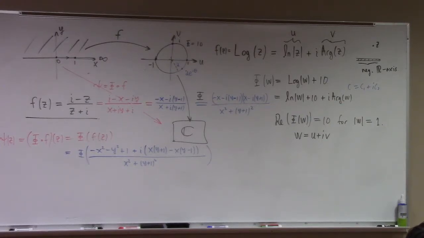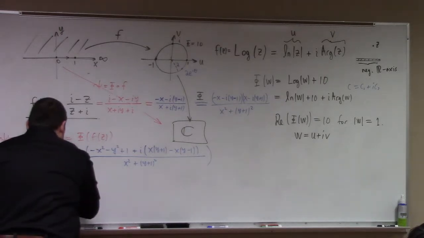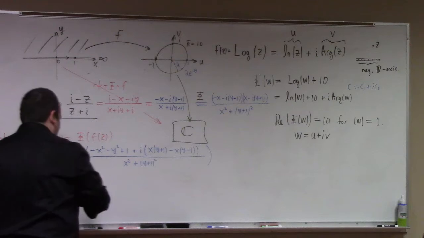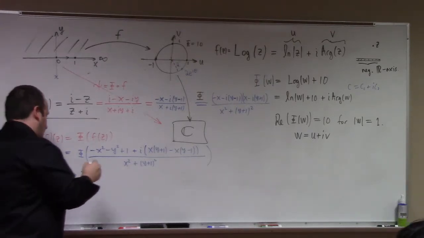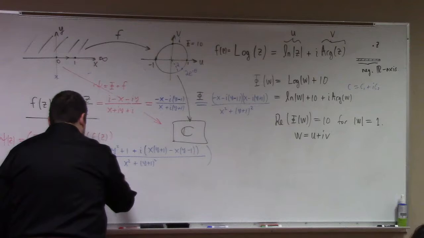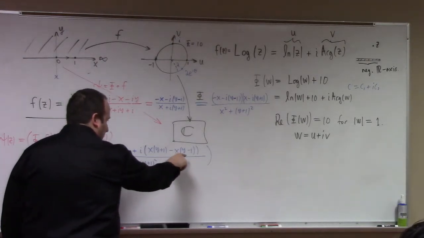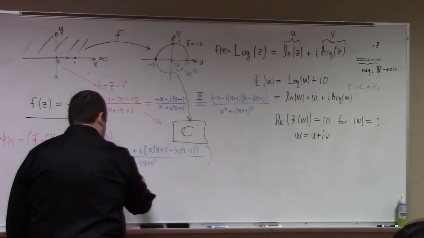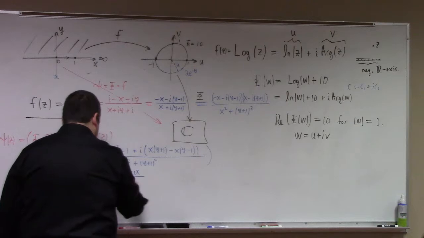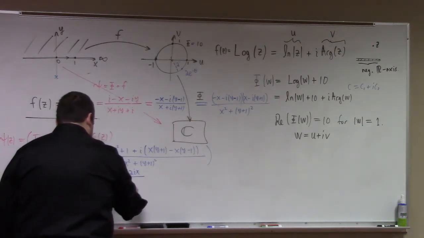What if z is equal to negative i? Doesn't matter, ignore that for the moment. z equals minus i is impossible. We don't care about that because it's down here. So 1 minus x squared minus y squared. And does this stuff cancel over here? It does, right? And we just get plus 2ix over x squared plus (y plus 1) squared.